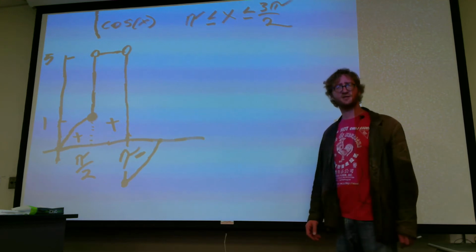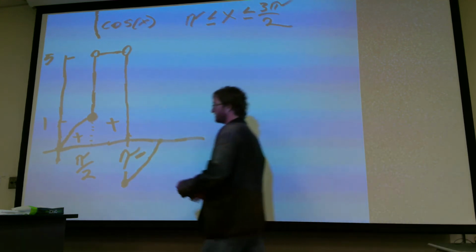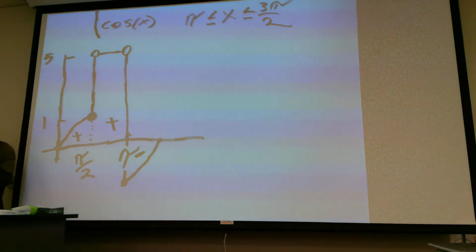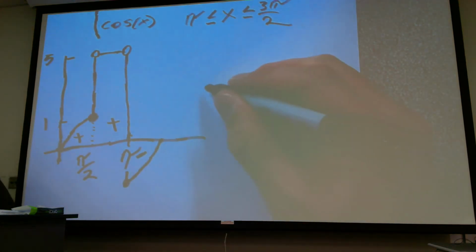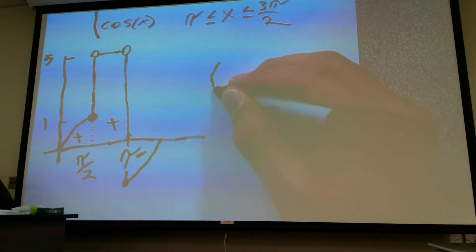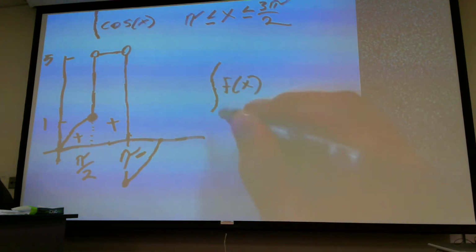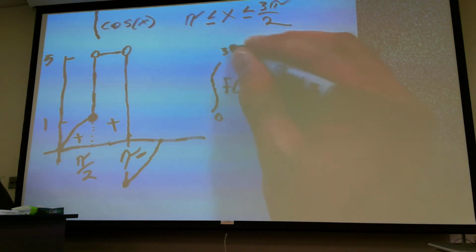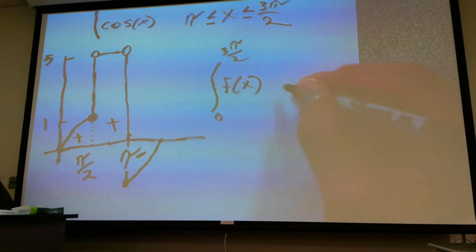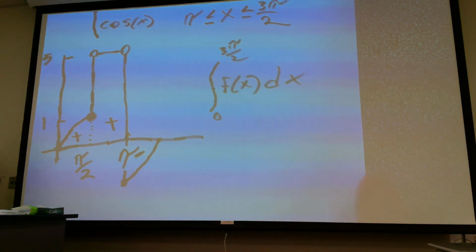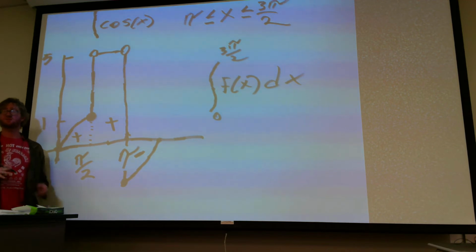Let's check and make sure that that actually happens. So we're going to do the integral of f of x from 0 to 3 pi divided by 2. And we're going to do this integral with respect to x. Okay.